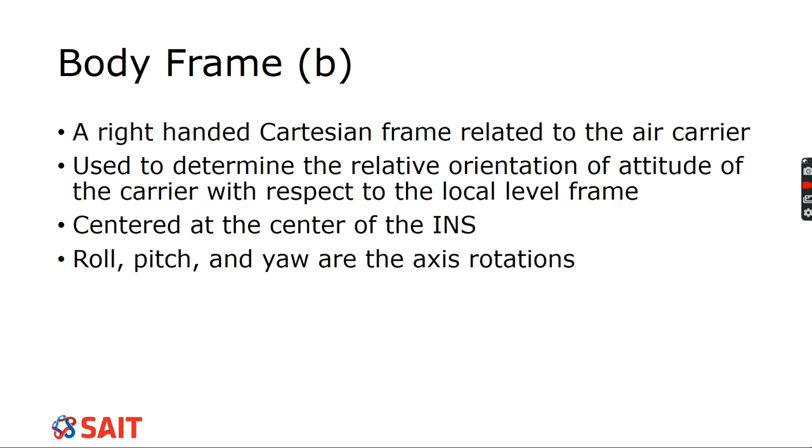The next thing is the body frame. The B frame is the air carrier. Another right-handed system, it determines the relative orientation of the attitude of the carrier. We're not talking about whether it's grumpy. We are talking about the yaw, pitch, and roll. The body frame is our INS. It's centered at the INS system. This is a really important system because it tells us where the airplane is in space, and how it is pointing with respect to its flight. So the B frame is the airspace location.